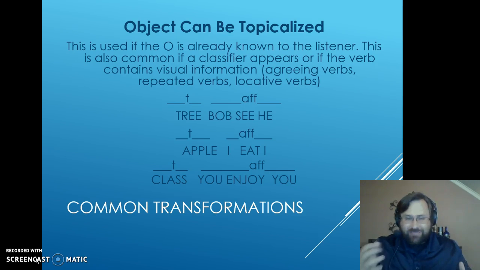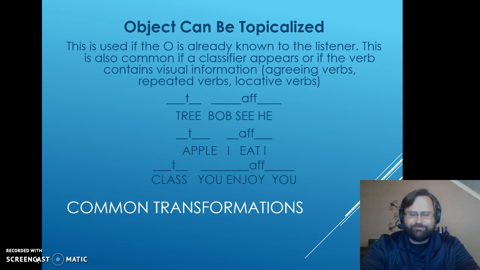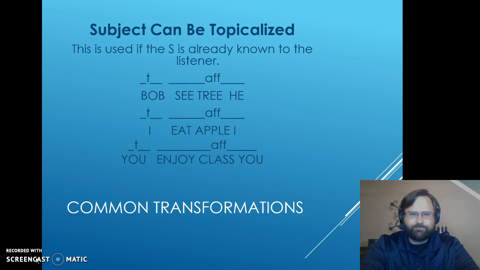So if you're trying to emphasize visual information, the movement of things, who does what to whom, then you're gonna try to get that to the end of your sentence. And the way that you can do that is by taking an object and bringing it to the beginning by making a topic out of it.